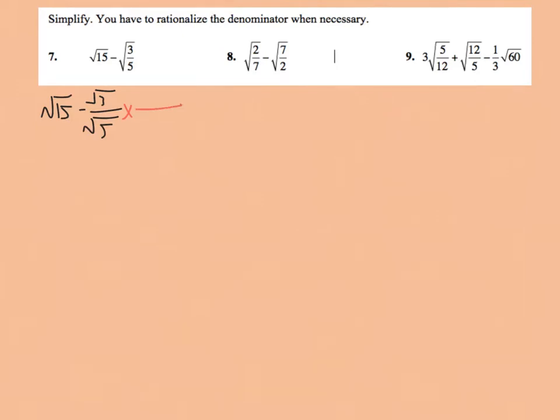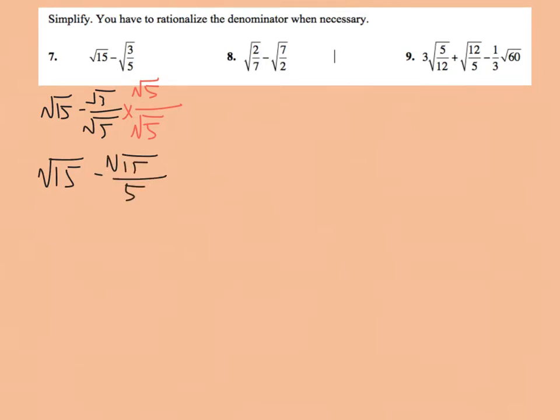So in order for us to make the denominator of root 5 rational, we will have to multiply by another root 5, so that root 5 times root 5 gives you 5. And because we cannot change the value of whatever we're multiplying to this expression, we must make it 1. So root 5 over 5 is 1. So from here, we end up with root 15 minus root 15 over 5.